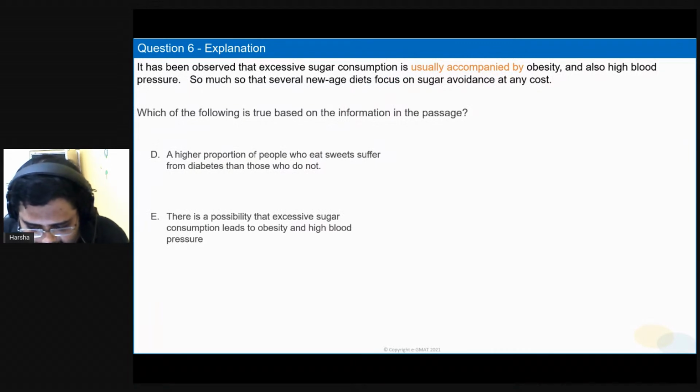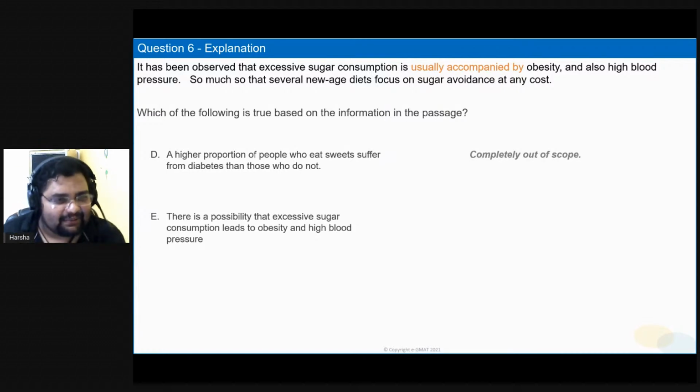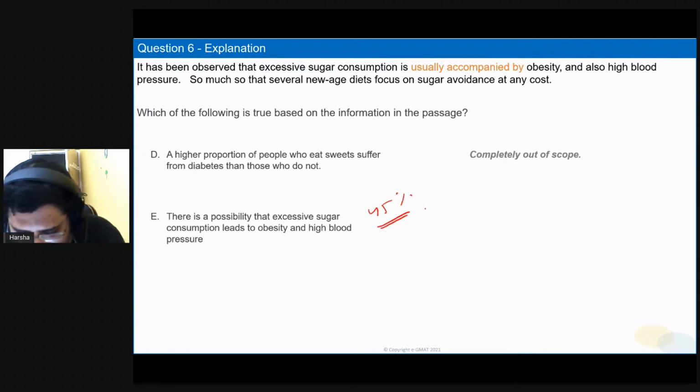Option D, higher proportion of people who eat sweets. I'm thankful to see most of you did not choose this. It has nothing to do with this argument. Option E is interesting. 45% of you chose this. Why is option E wrong?